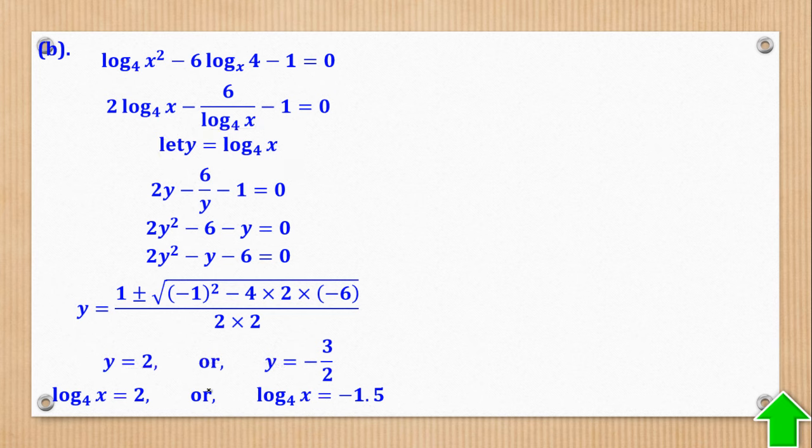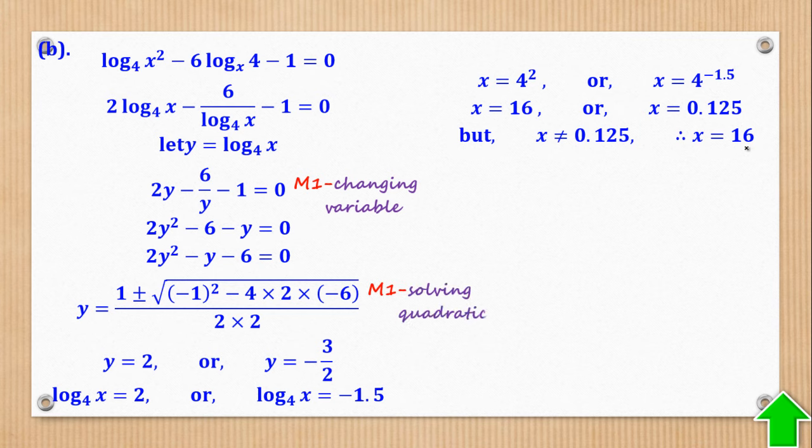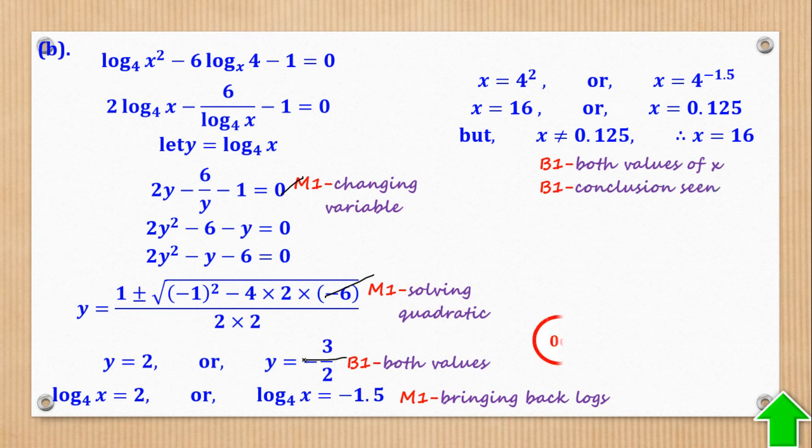Then you eliminate the logarithm. This to power this is equal to this, and this to power this is equal to this. So when you do that, you shall come up with that. Then you shall get the two values of x. But because this x is a base, it cannot be a decimal. So you conclude that x cannot be that, therefore x is that. And that's what they want. So a mark for changing variable, a mark for solving, a mark for both values of y, bringing back the logarithm, both values of x, and conclusion.